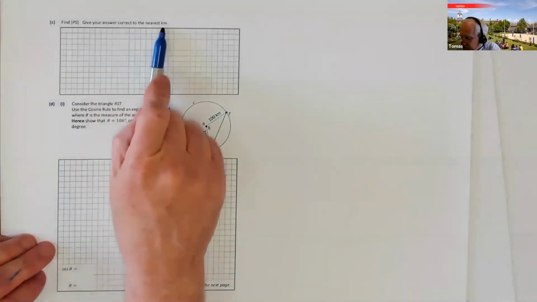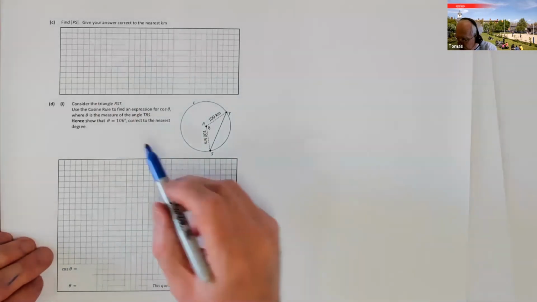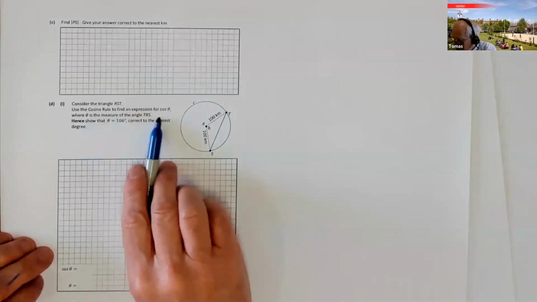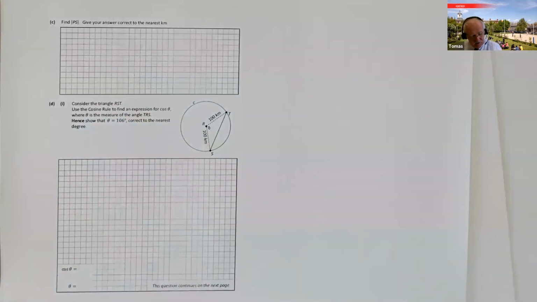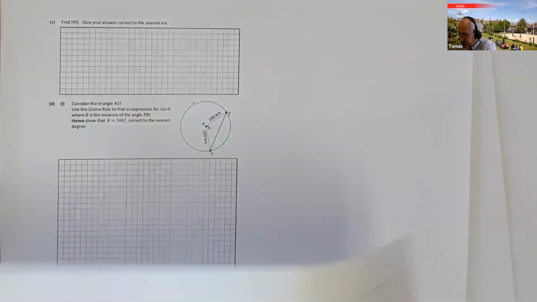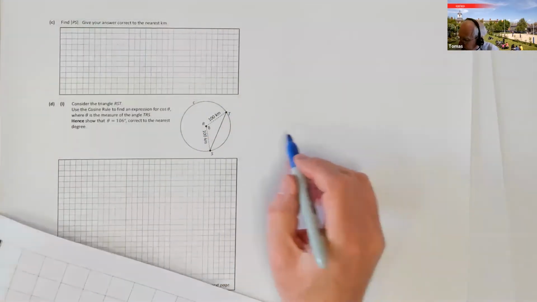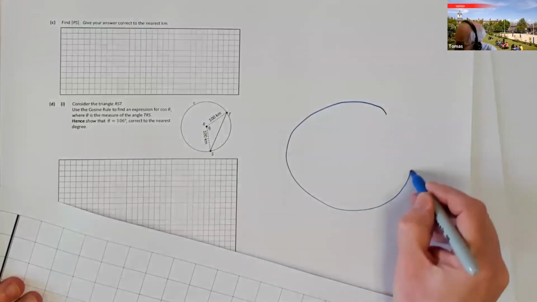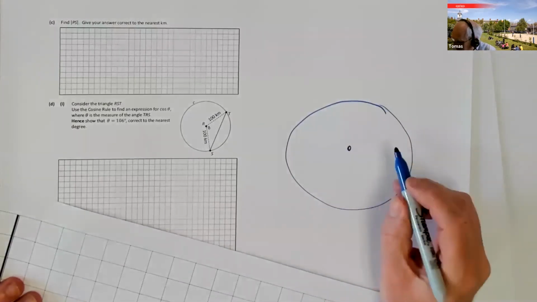You give your answer to the nearest kilometre. Now consider the triangle. Use the cosine rule to find an expression for cos. So here we have the circle again. I'll just draw it, with the center in the middle.